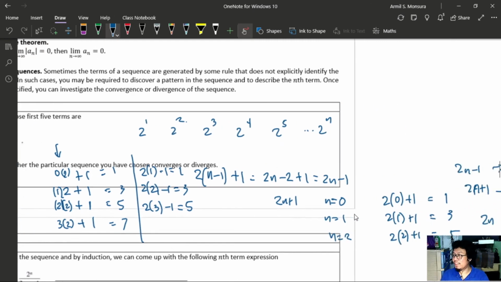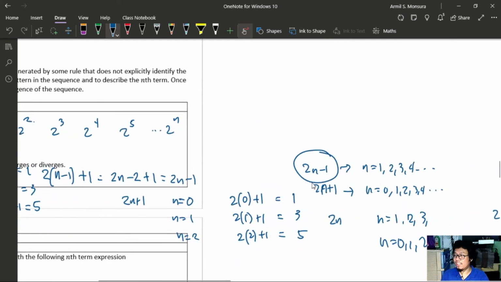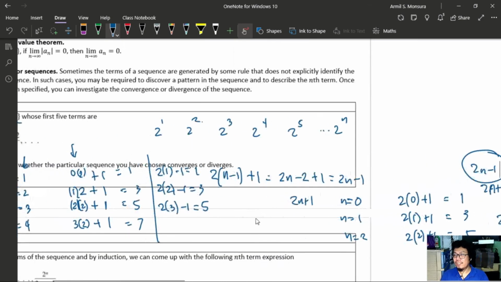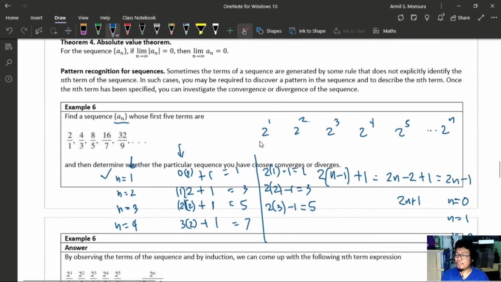So I'll choose this expression, 2n minus 1. So my denominator becomes 2 times 1 minus 1. Here becomes 2 times 2 minus 1. Here becomes 2 times 3 minus 1. 2 times 4 minus 1. You see the consistency. And so on, 2 times 5 minus 1.